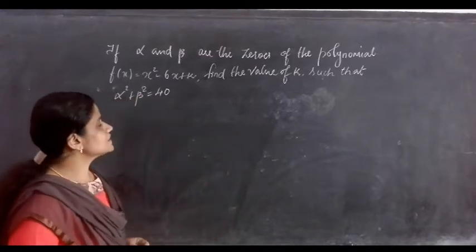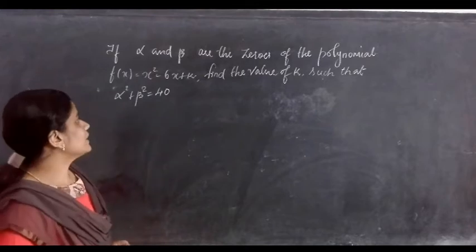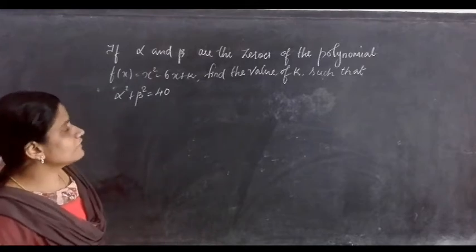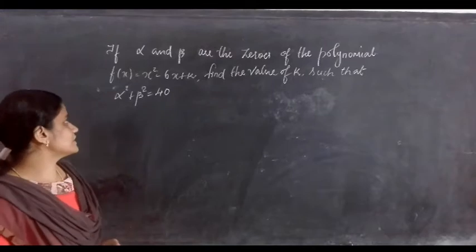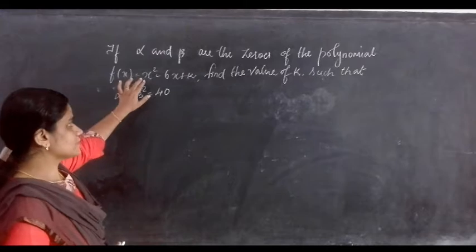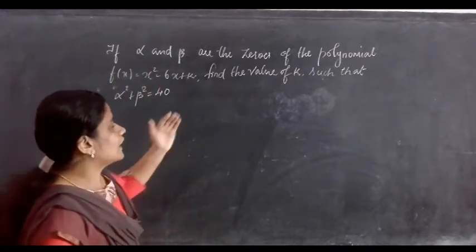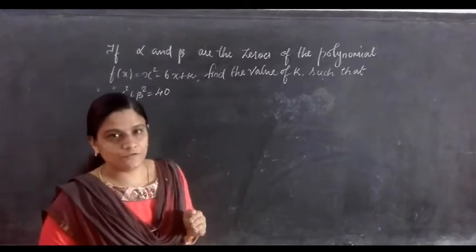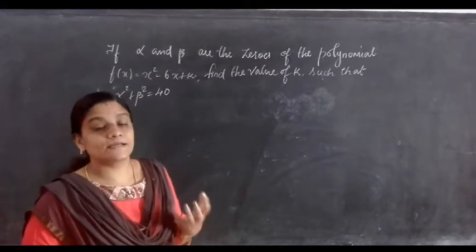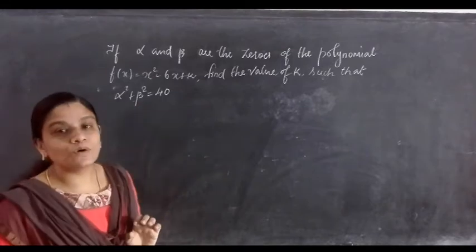If alpha and beta are the zeros of the polynomial f of x is equal to x square minus 6x plus k, find the value of k such that alpha square plus beta square is equal to 40. Okay? So a polynomial is given to us and alpha and beta are the zeros of that polynomial. We have to find the value of k. For finding the value of k, a condition is given to us. It is alpha square plus beta square is equal to 40.